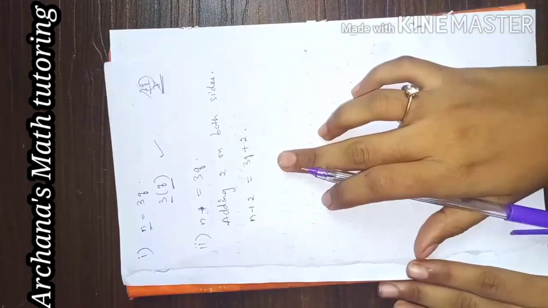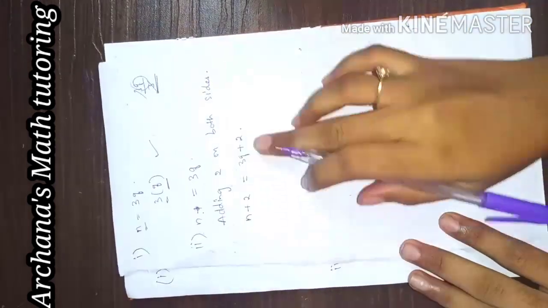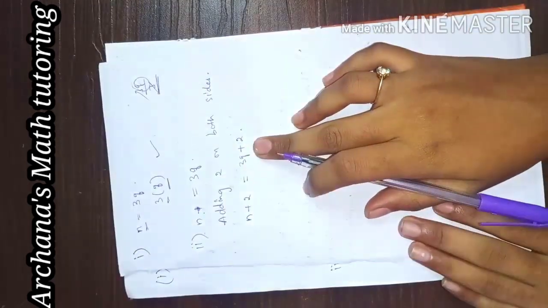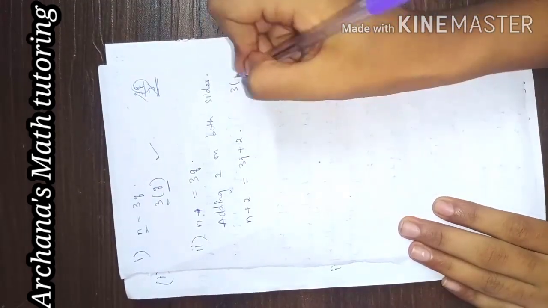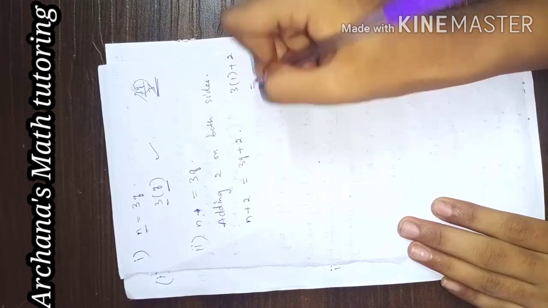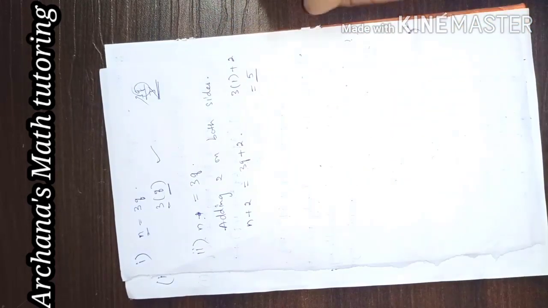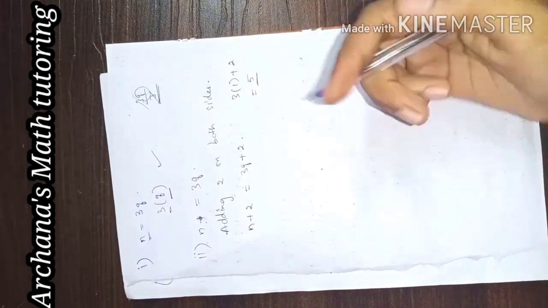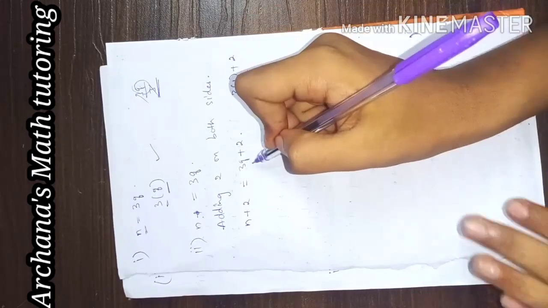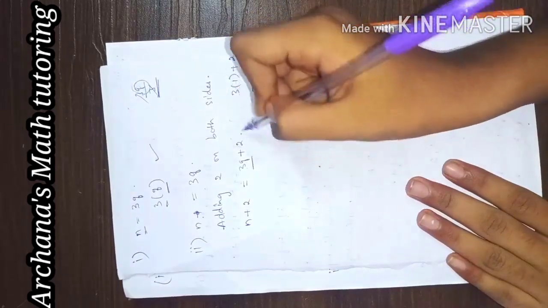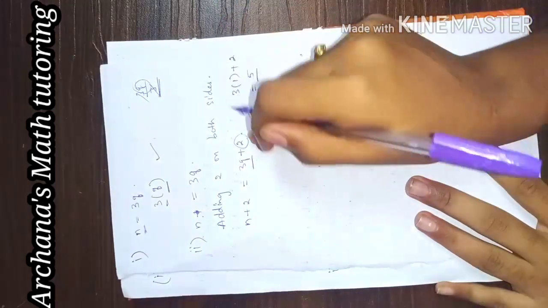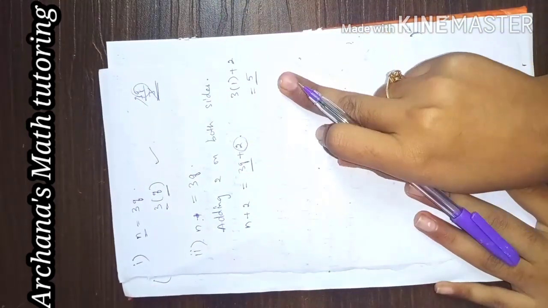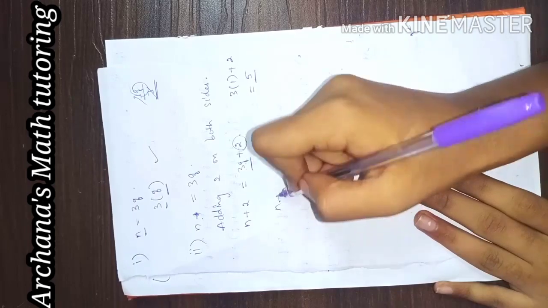If you don't understand this method, simply substitute q is equal to 1. 3 into 1 is 3, and add 2 to it, the value is 5. Is 5 divisible by 3 or not? This is not divisible. So any number after multiplying by 3 and adding 2 to it will never be divisible by 3. So n plus 2 is not divisible by 3.